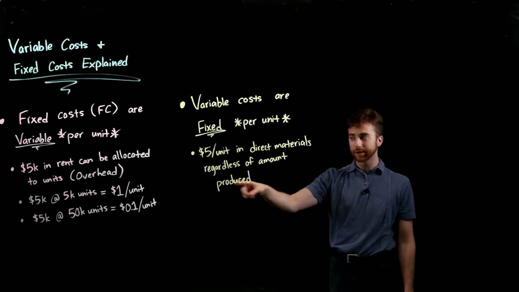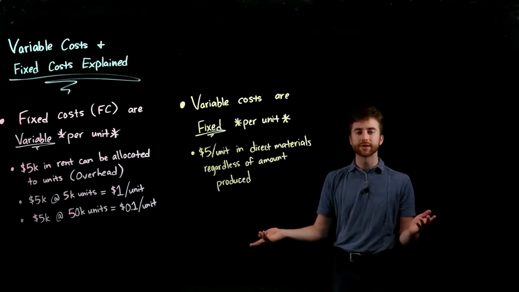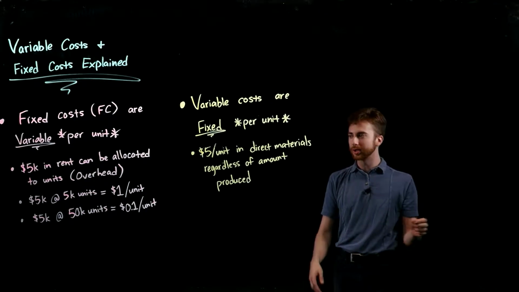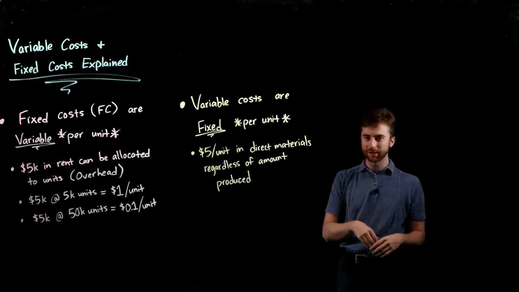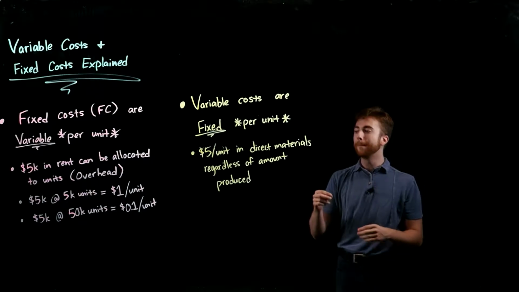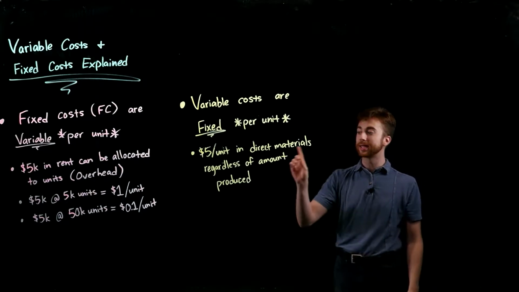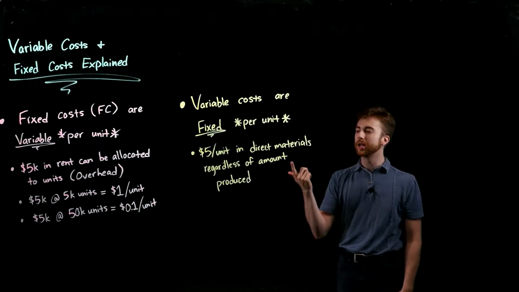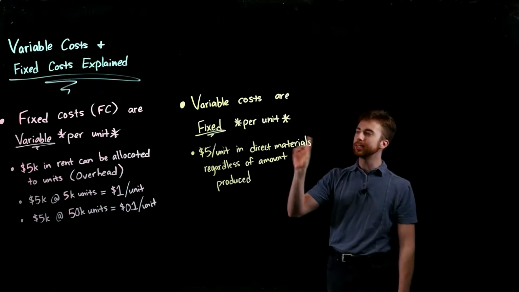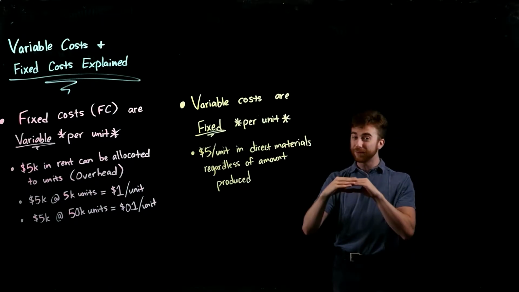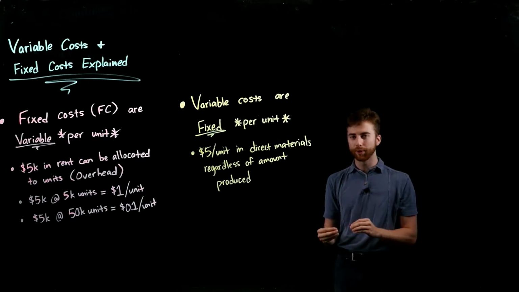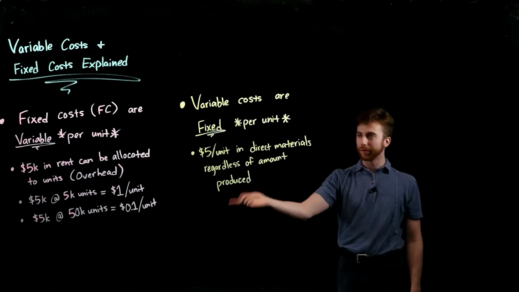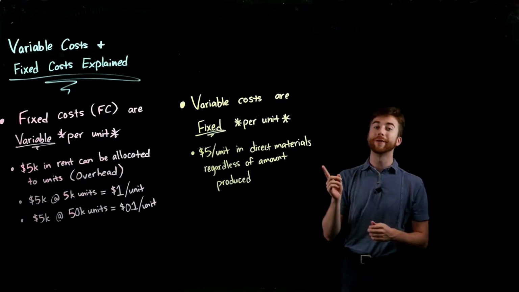Let's say I produce or sell 5,000 units. In that case, I would allocate $1 to every unit, just the $5,000 divided by the 5,000 units. So it's $1 per unit there. But if my output changes, so instead I have 50,000 units, then the $5,000 divided by the 50,000 units is going to be 10 cents per unit. So you can see, even though the total amount of that rent is fixed in total, when you break it down on a per unit basis, it changes the per unit. It's variable per unit.